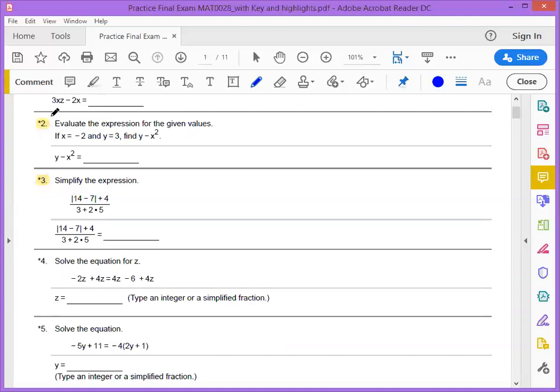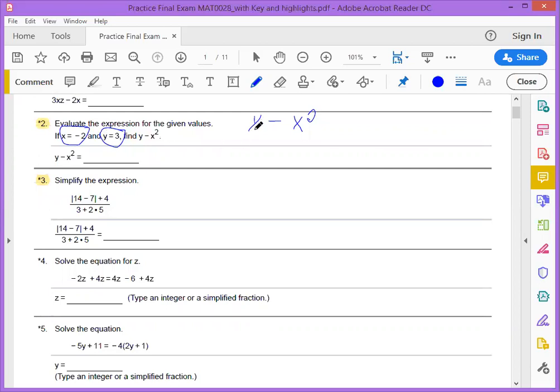We'll begin with number 2, which asks us to evaluate the expression for the given values. If x is -2 and y is 3, we're finding the value of y minus x squared. Now for this problem, we will substitute the values of y and x into our expression. Everywhere y is, we will replace the letter y with 3. And everywhere x is, we'll replace the letter x with -2.